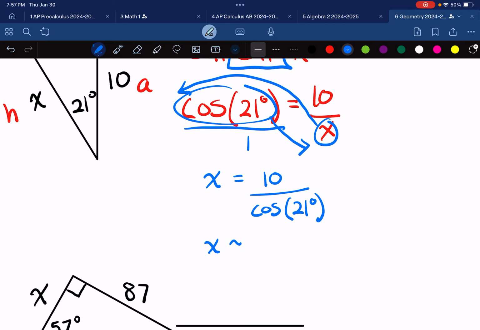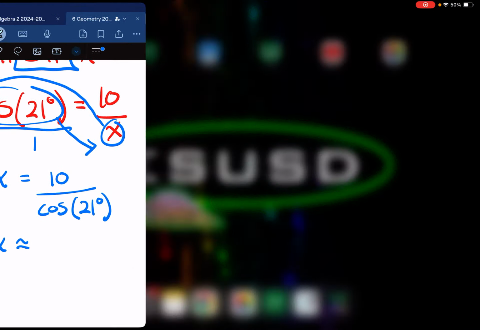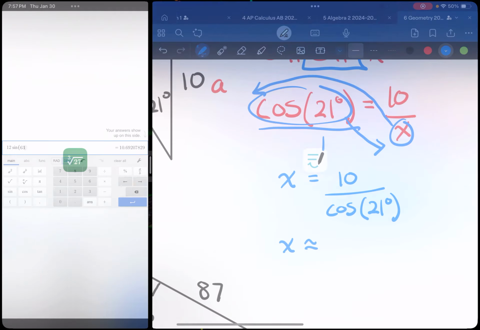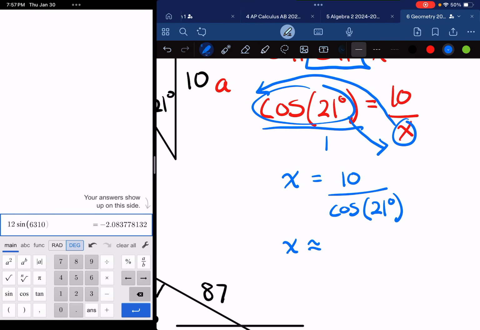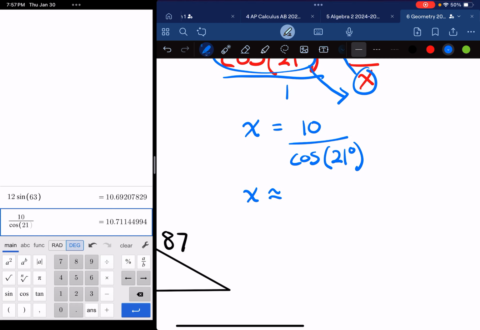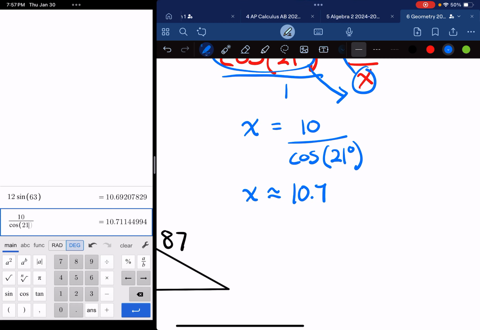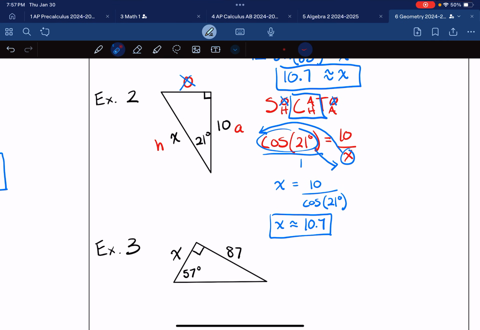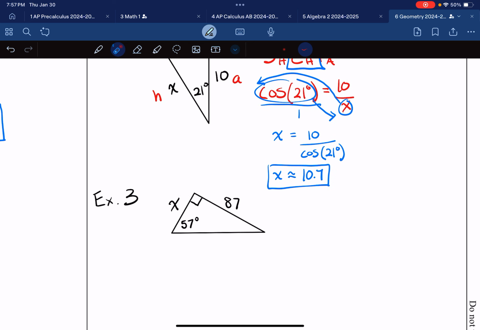I can say that x in this case is going to be about, I need my calculator back, so let's go ahead and open that back up. So I'm going to enter 10 divided by cosine of 21. And I get 10.7. Again, you should do a sanity check to make sure that this actually makes sense. In the context of the question, it should be around 10-ish, and that number is definitely around 10-ish. Remember, if this angle was 0 and it completely collapsed, this length would be the same. The fact that there's a little bit of extra room means we have a little bit of extra length over 10, right?